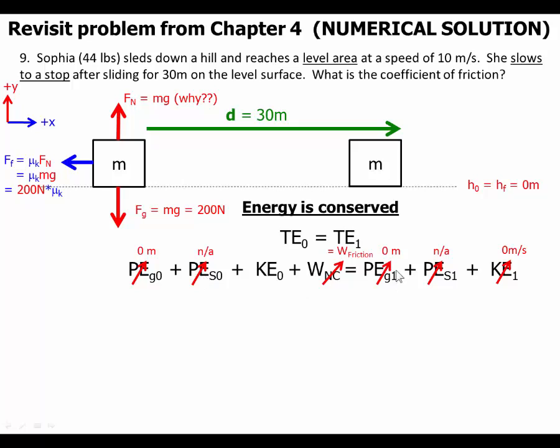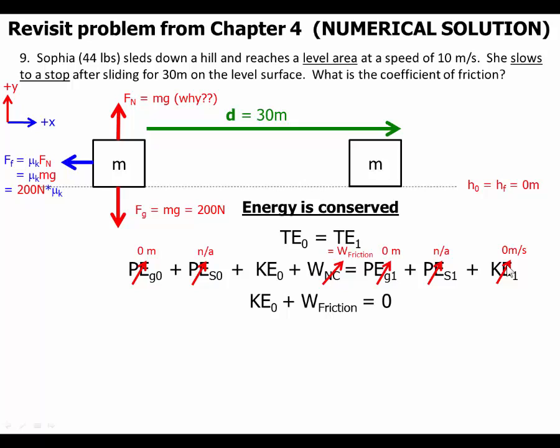Our springs, we don't even have a spring, so we can knock those out. Our work non-conservative, we will use for that. We do have friction, so we're going to plug in an equation to calculate the work done by friction. So we'll use our dot product of the vectors to do that. And our kinetic energy at the end is 0. We have some initial kinetic energy from our initial speed of 10 meters per second, but that slows down to a stop, so that drops out.